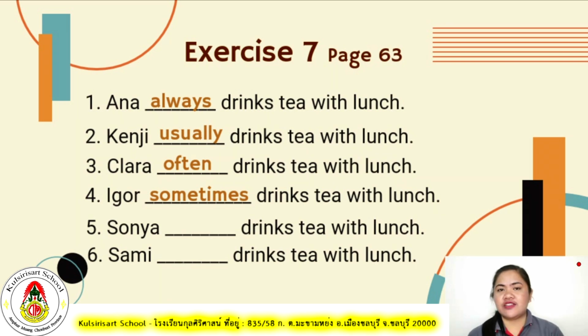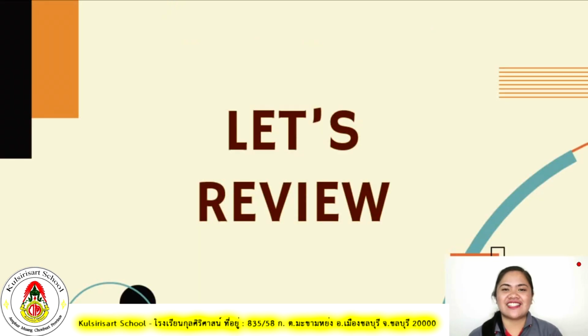Next, how about the diagram of Sonia? Okay, very good. Sonia rarely drinks tea with lunch. And the last one, the diagram there of Sammy. Okay. Sammy never drinks tea with lunch because the diagram of Sammy is empty. So, meaning she doesn't do the drinking of tea with lunch. So, never. Okay? Before we end this class, let's have a review of what you have learned today.